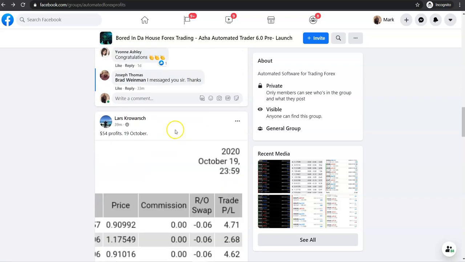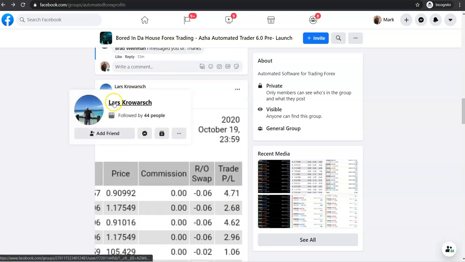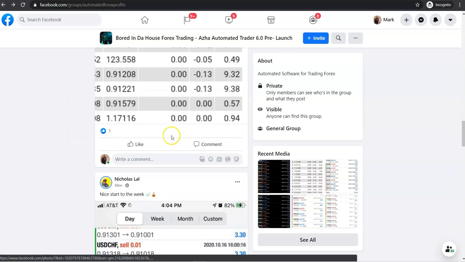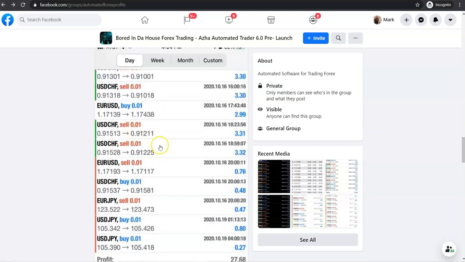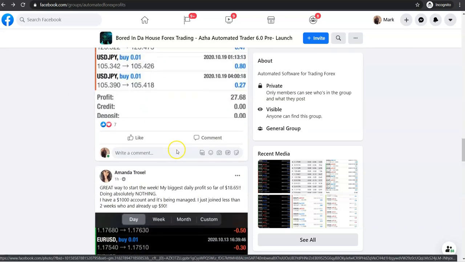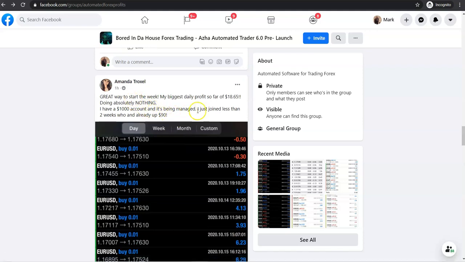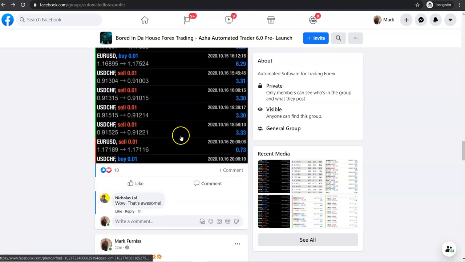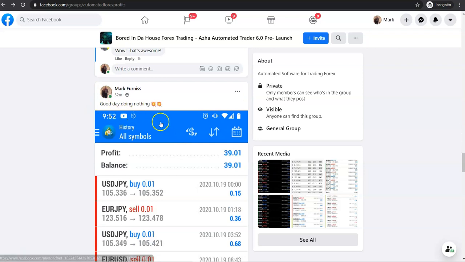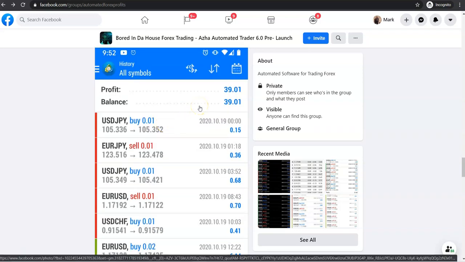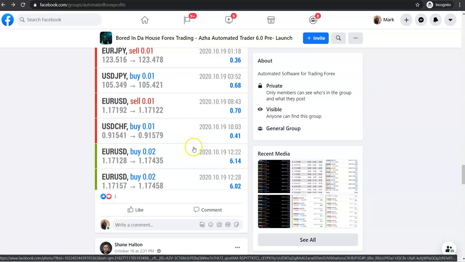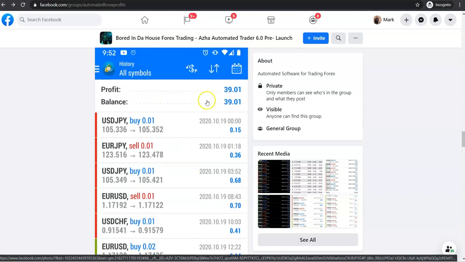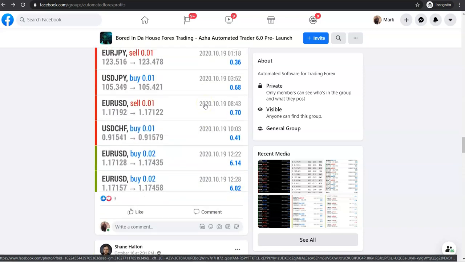If I scroll down here, you can see Lars, $54 for the day. Come down here, nice start to the week. This person earned, look, $27. Come down here, Amanda, $18. Come further down. Oh, here's me, look. I shared this one here. I earned today $39.01. To be honest, I thought it was going to be more because when I messaged my friend this morning, it was up to like 32 at the beginning of the day. So I thought it would have been more. But overall, $39 for doing nothing. I'll take it, obviously.